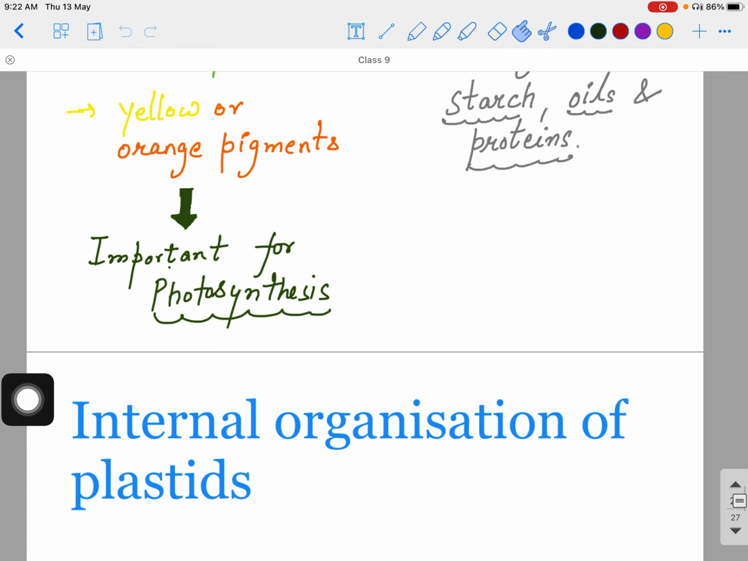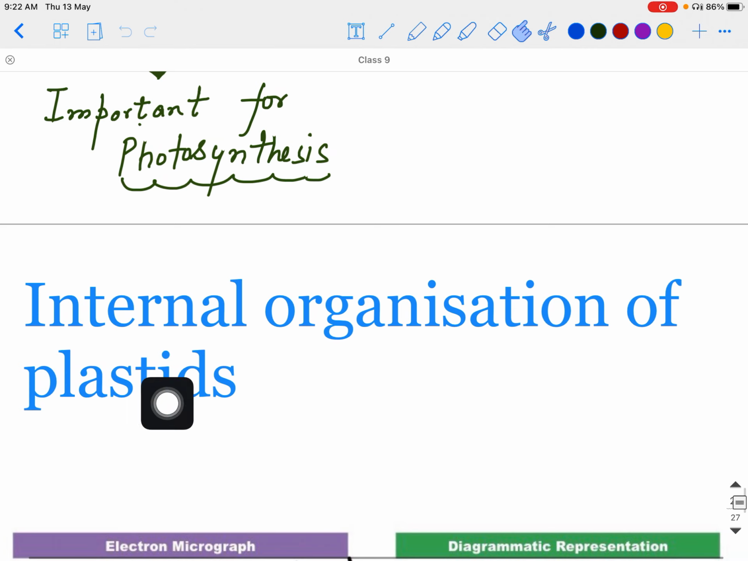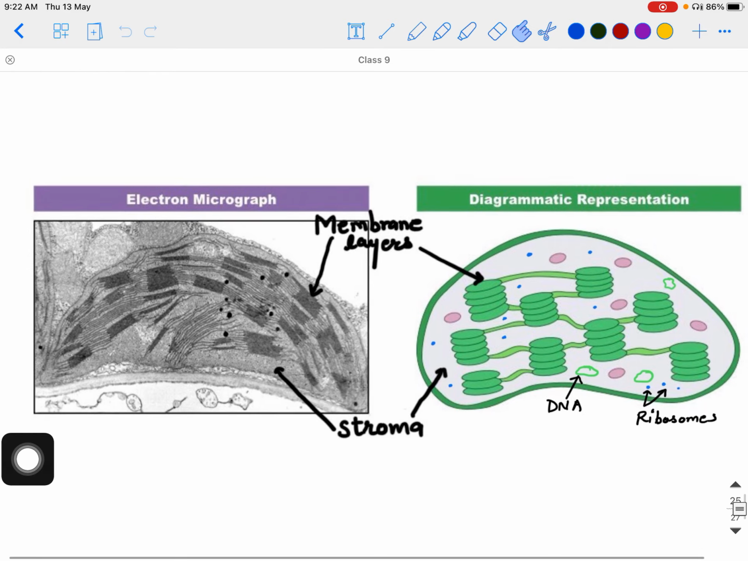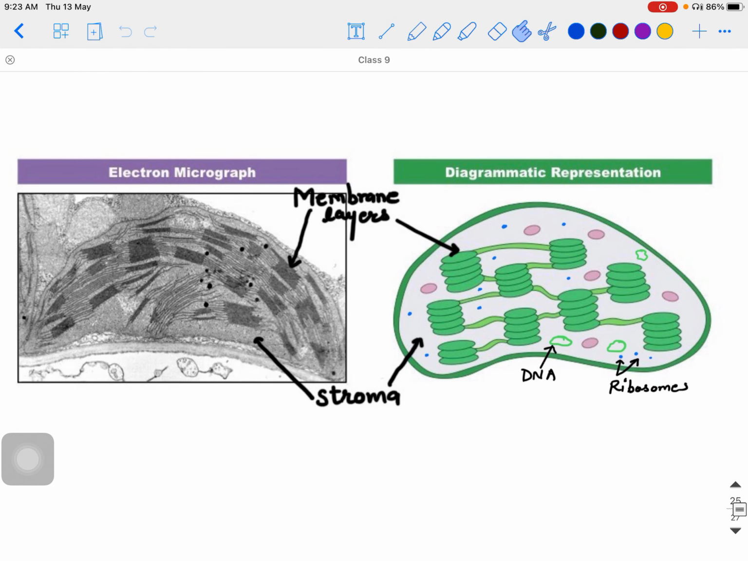Now let's see the internal organization of plastids. What is the internal structure of a plastid? Here we'll compare the diagrammatic representation of plastid, or you can say chloroplast, with the electron micrograph. What is an electron micrograph? An electron micrograph is a photograph of a plastid when it is seen under an electron microscope. So it looks like this under the electron microscope.